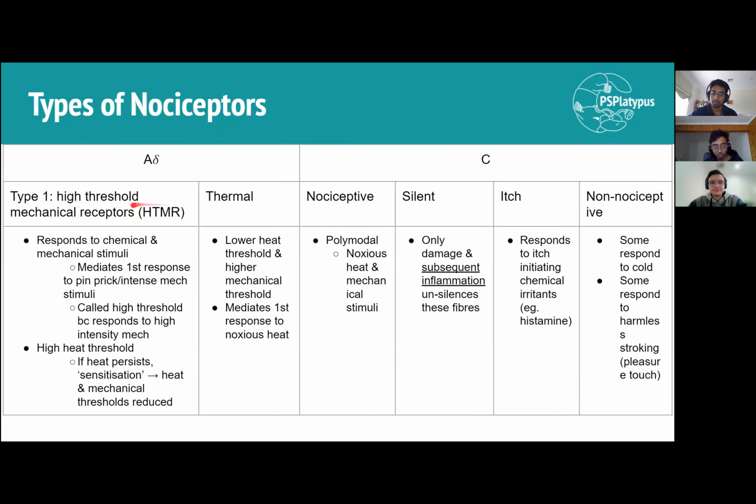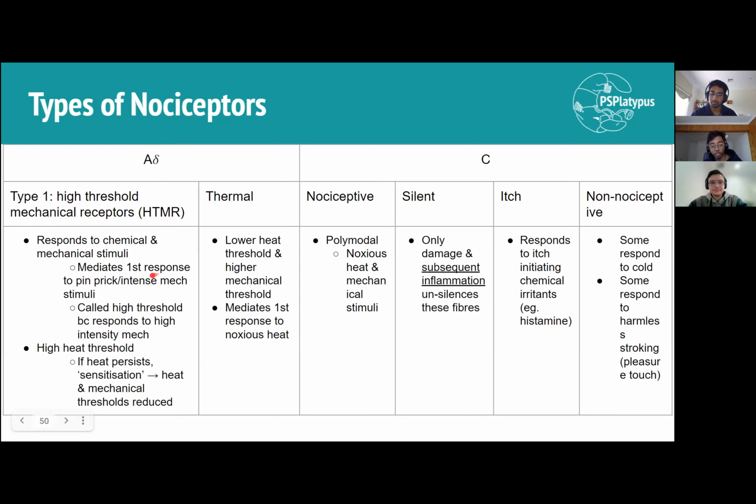So for example, type 1 or high threshold mechanical receptors, under A delta, are really just mechanical receptors that detect touch, but they're so high threshold that any stimulation of these receptors would be indicative of damage occurring there. So we interpret that as pain. Generally, this responds to a bunch of different stimuli, but it's primarily focused on mechanical response.